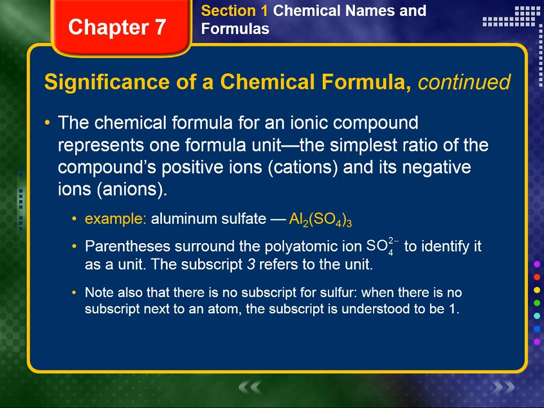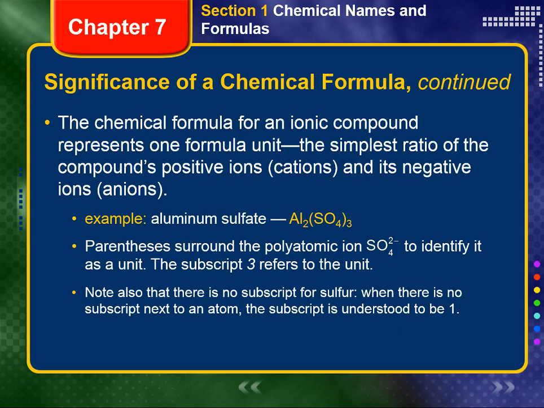The chemical formula for aluminum sulfate, which is an ionic compound consisting of aluminum cations and polyatomic sulfate anions, is written as is shown on page 204 of your text or on the screen now. Note how the parentheses are used. They surround the polyatomic anion to identify it as a unit. The subscript 3 refers to the entire unit.